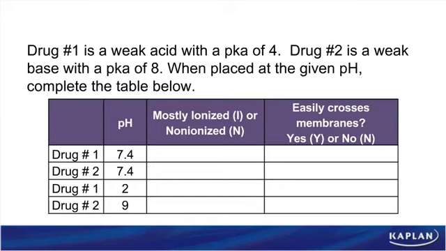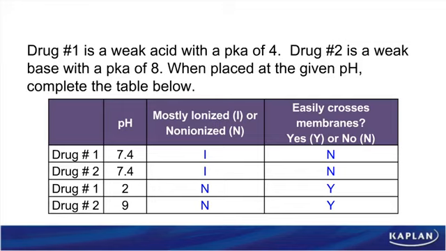Drug number 1 is a weak acid with a pKa of 4. Drug number 2 is a weak base with a pKa of 8. When placed at the given pH, complete the table below. Drug number 1 is a weak acid. When placed at a pH of 7.4, which is higher than the drug's pKa, most of this drug will be ionized. Ionized drug does not easily cross membranes.